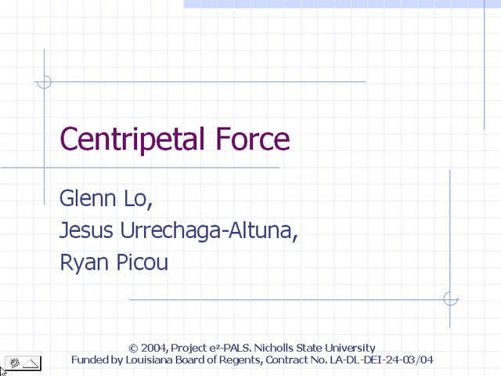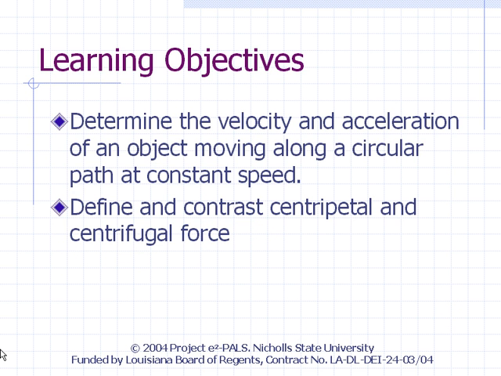This movie deals with centripetal force. It is intended for viewing before students do a laboratory experiment designed to illustrate how centripetal force is determined using a photo gate detector. Upon completion of the laboratory activity associated with this movie, students will be expected to be able to determine the velocity and acceleration of an object moving along a circular path at constant speed, and define and contrast centripetal and centrifugal force.